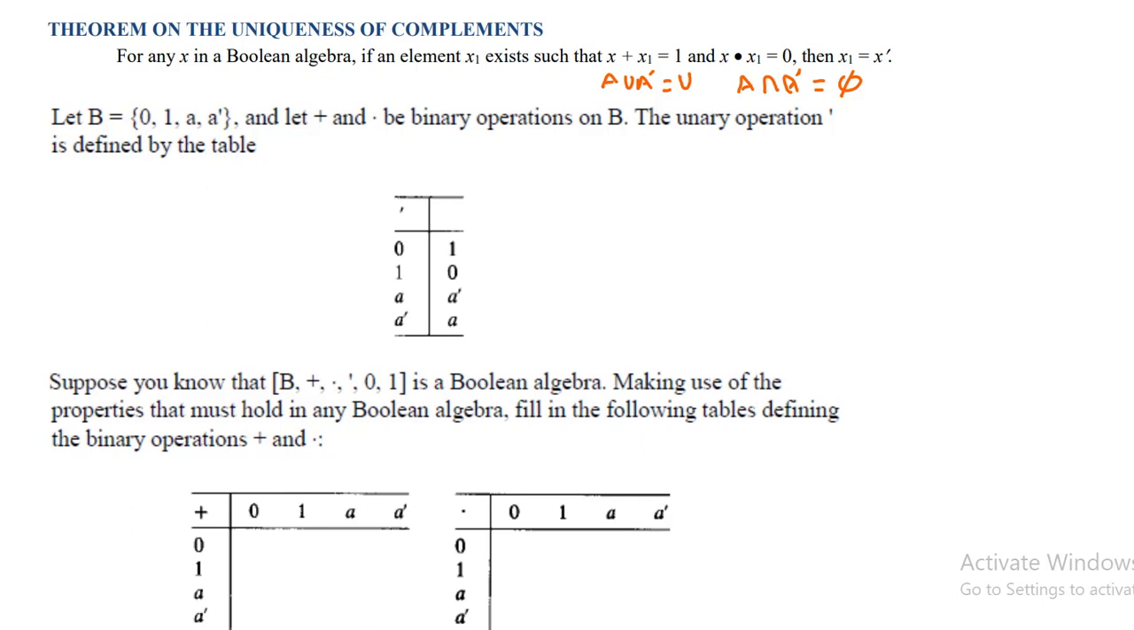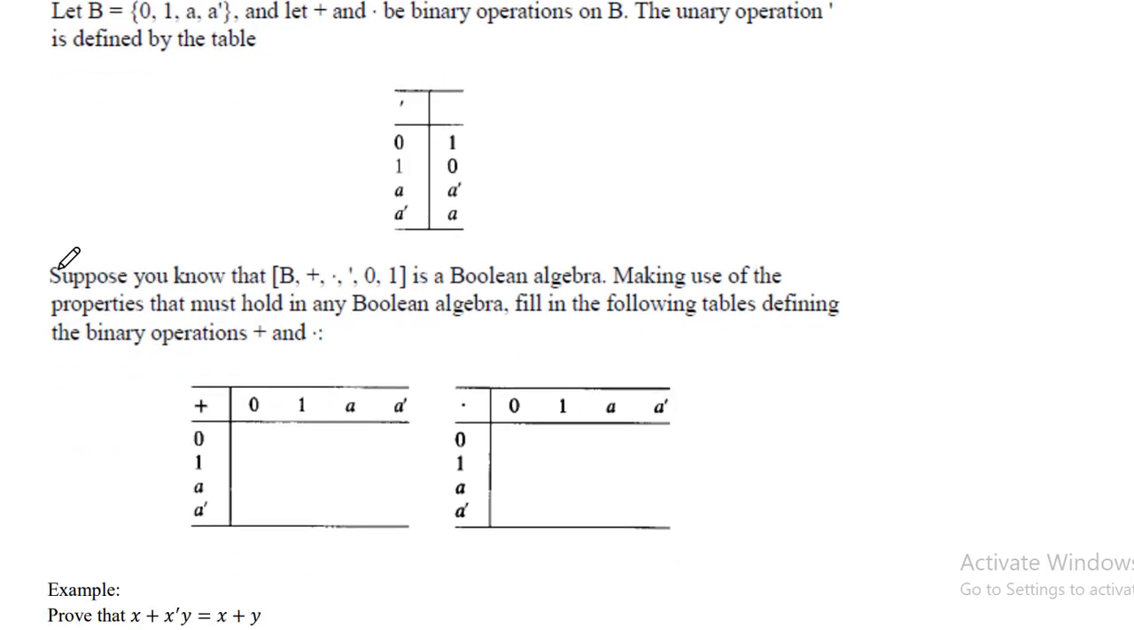Let's see some examples here. Let B be a set that has 0 and 1, A and not A. And let the plus and a dot be binary operations on this set B. The unary operation negation is defined as follows. If you have 0, you negate that, you get 1. 1 you negate it, it's 0. A negated is not A. A not is just A, double negation. Then suppose you know that this B is a Boolean algebra. Making use of the properties that must hold in a Boolean algebra, let's fill in this table. So take a minute and think about it.